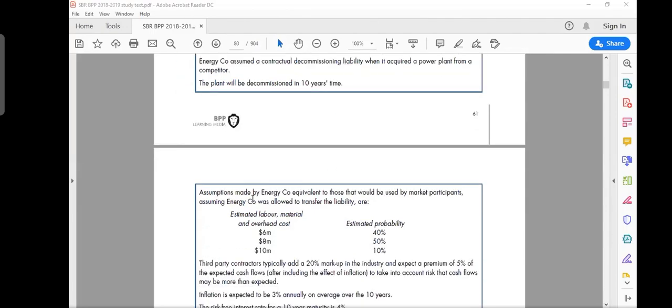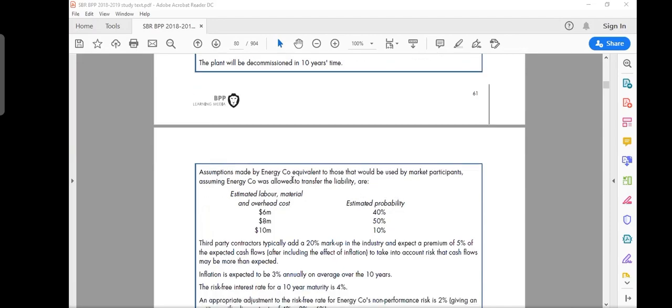So assumptions made by energy company equivalent to those that would be used by market participants, assuming energy company was allowed to transfer the liability, are estimated labor, material, and overhead cost. Either it could be 6 million, or it could be 8 million, or it could be 10 million. So there are 3 estimates, and there are respective probabilities for these 3 different estimates. Okay. So, I mean, not all 3 of them will happen, either this or this or that. So it is like 3 different options. So third-party contractors typically add a 20% markup on the industry and expect a premium of 5% of expected cash flows after including the effect of inflation.